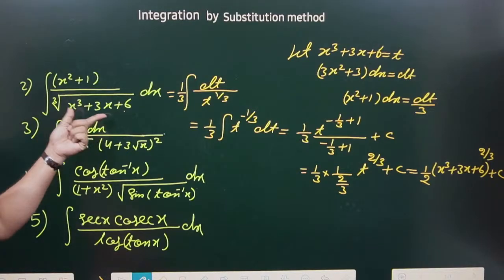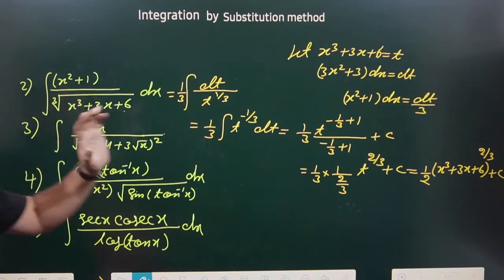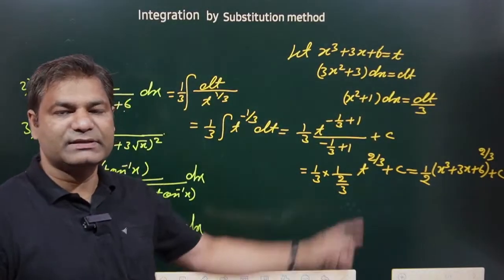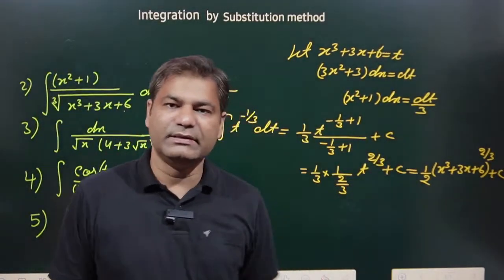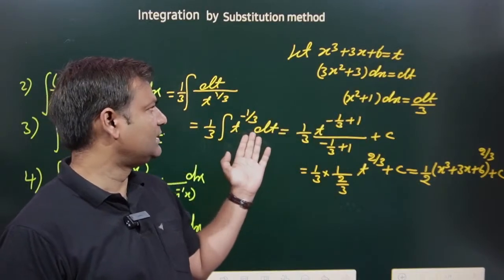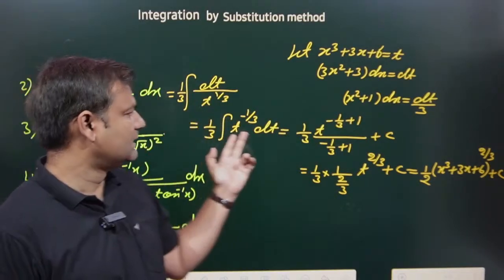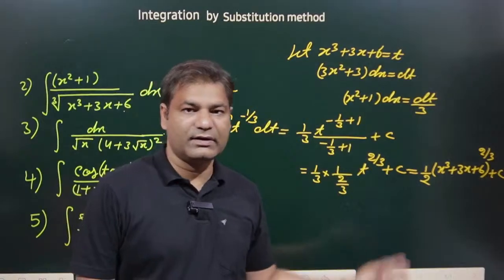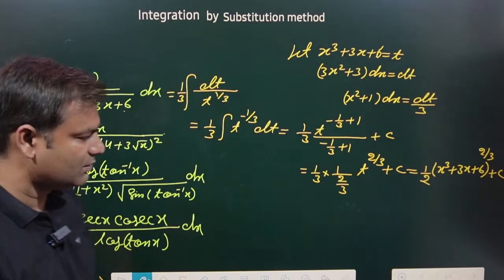Simply, if this one is t, then that part is basically dt. So x square plus 1 dx is replaced by dt by 3. After that, put that value here, and integrate and find the answer. Okay, now next.